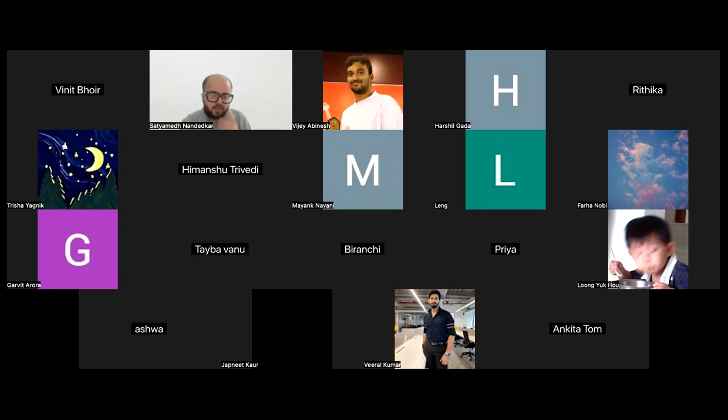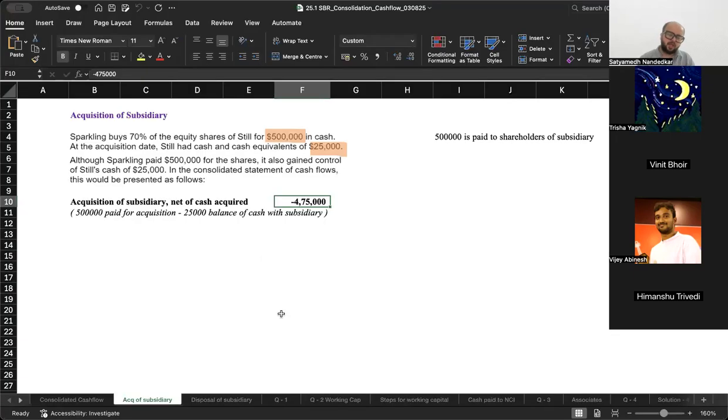Now, when it comes to a consolidated cash flow statement, there are some basic hygiene factors that you can keep in mind when you are approaching these questions. Let's start with the most basic. When it comes to acquisition of a subsidiary, the amount you show in the investing activity part is the amount paid for acquisition, net of cash acquired.